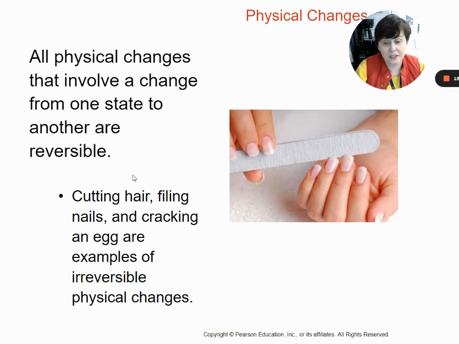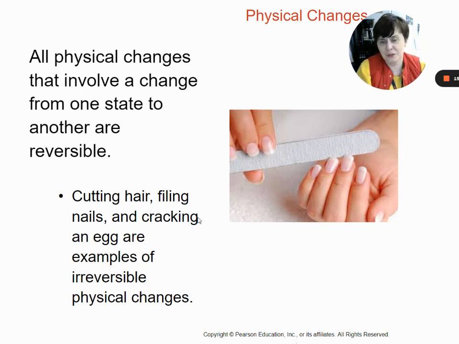Remember that. Now, cutting hair, filing nails, like you see here, cracking an egg. Remember Humpty Dumpty? All the king's horses, all the king's men couldn't put Humpty Dumpty back together again because that was an irreversible physical change. You can't just stick hair back together after you cut it and expect it to stay there. If you break a nail, you can use nail glue. I know, I've been there.